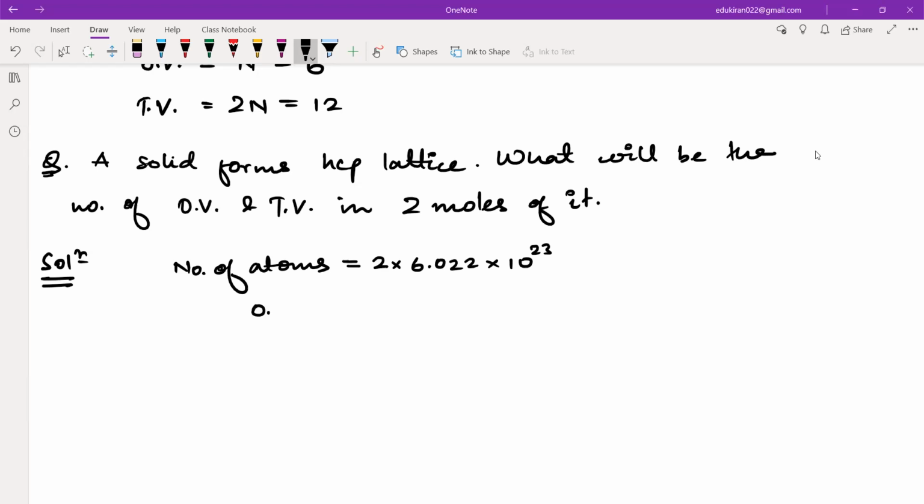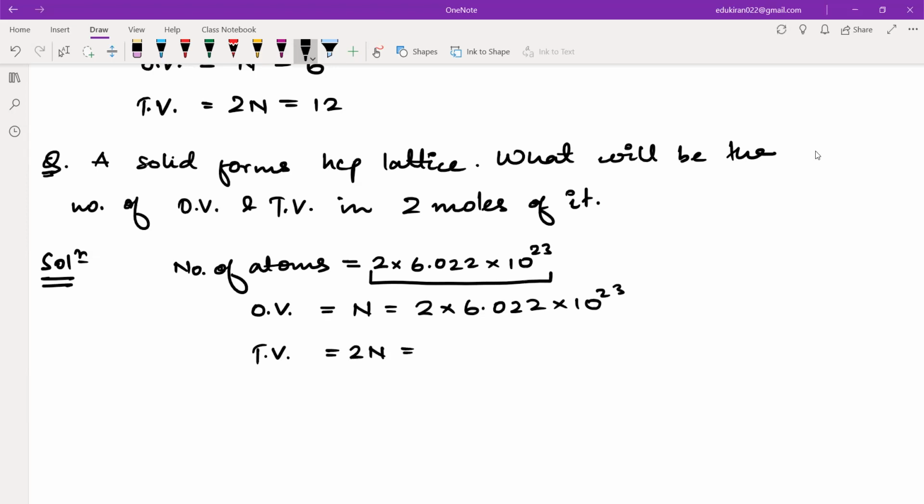So octahedral void is how much? Is equal to n, right? So what will be n? It will be the 6.022 into 10 to the power 23, same है. हाँ, ये नंबर ऑफ एटम्स ये है पूरा, ठीक है. तो it will be 2 into 6.022 into 10 to the power 23, है ना. ध्यान दीजिए. टेट्राहेड्रल voids कितने हो जाएंगे? 2n, which will be equal to 2 into what is n? 2 into 6.022 into 10 to the power 23.